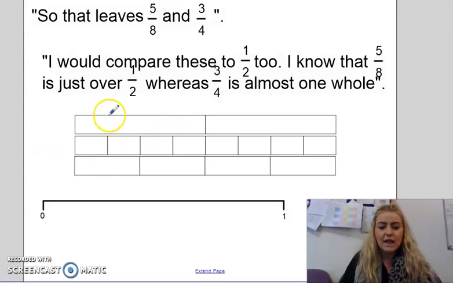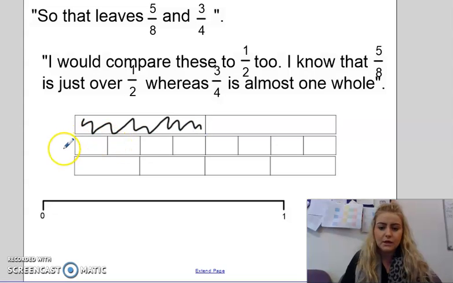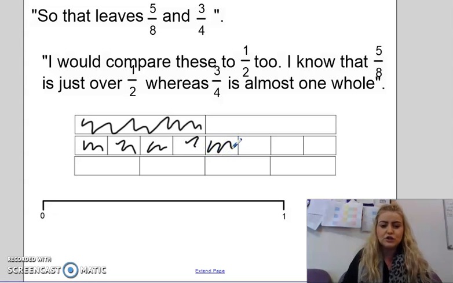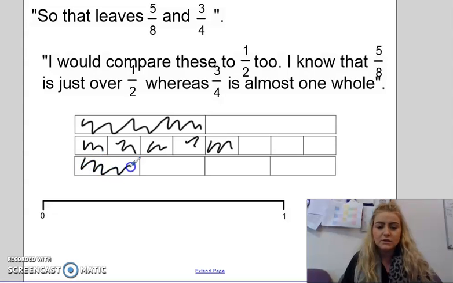Okay, so again, let's have a look on our bar. So we've got a half, which we're going to shade in so we can compare and prove it. So 5/8. So 8 equal parts. We are concerned with 5 of those parts. So yep, she's right. It was just over a half. Whereas 3/4 is almost 1, well, it is, isn't it? It's only missing one of its parts. So there's 4 equal parts. And we are concerned with 3.